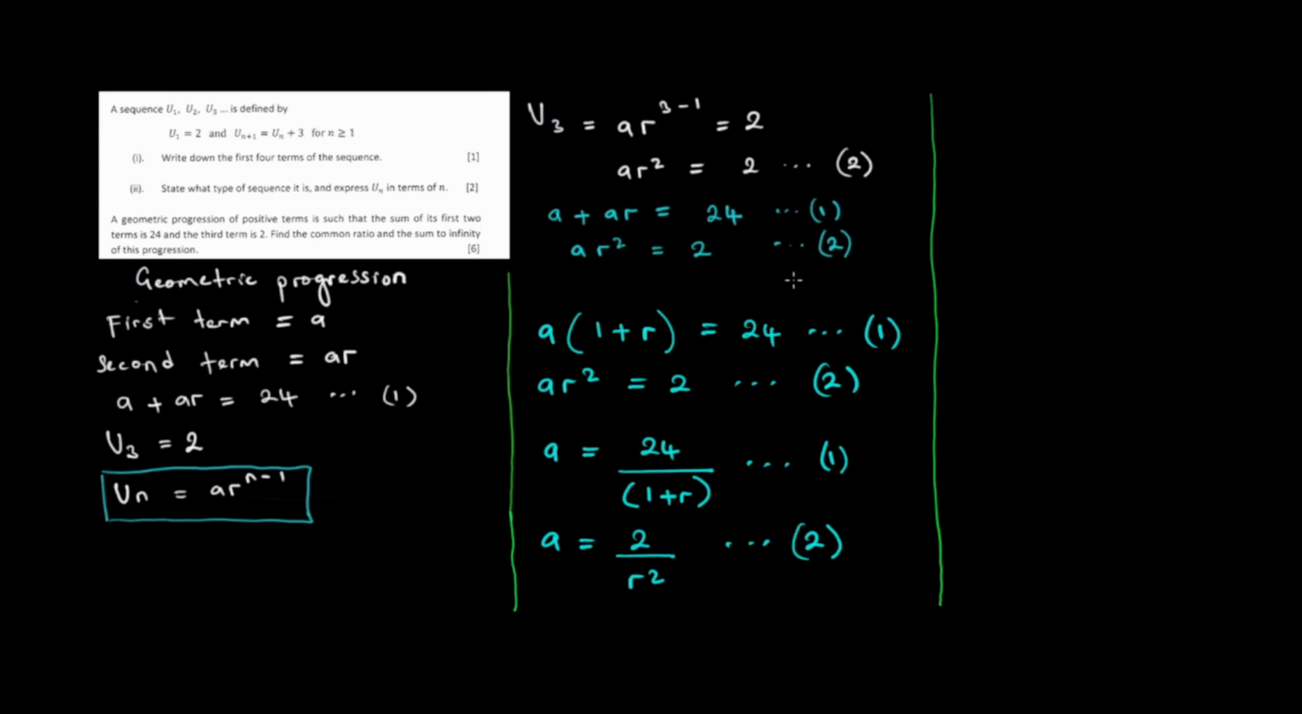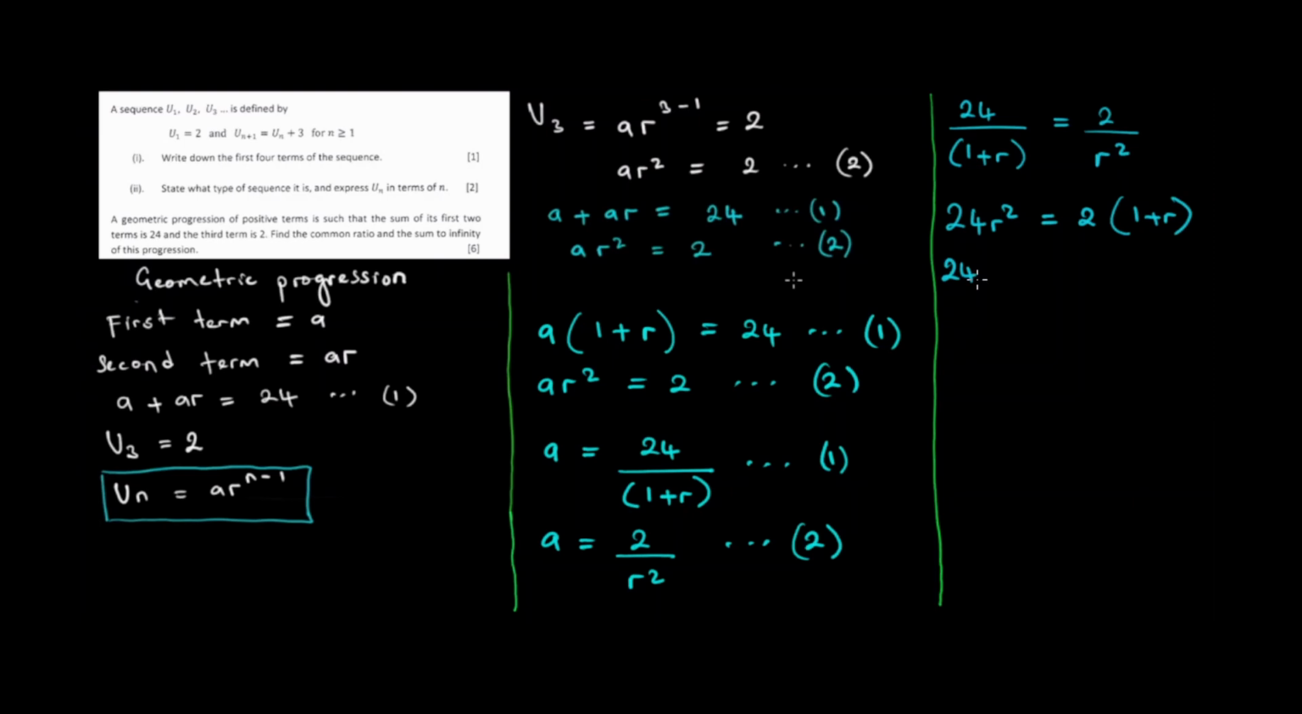So that is what we are going to be using here. Saka, what are we going to solve apo? We are going to solve this 24 over bracket 1 plus r is equal to 2 over r squared. That is what we want to solve. Then through cross multiplication, 24 times r squared ichava 24r squared. This is equal to 2 times the bracket 1 plus r.